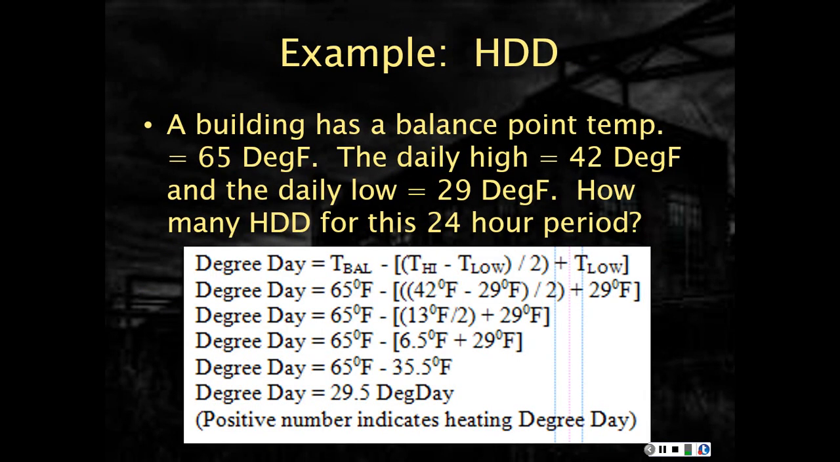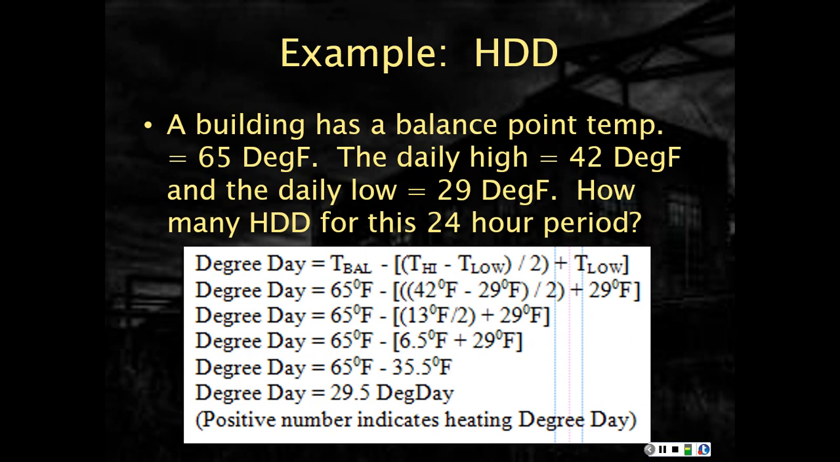So following, we have an example. A building has a balance point temperature of 65. The daily high is 42. The daily low is 29. How many heating degree days do we have for this 24-hour period? If you run through the calculation, which is shown on that slide, we get 29.5 degree days.